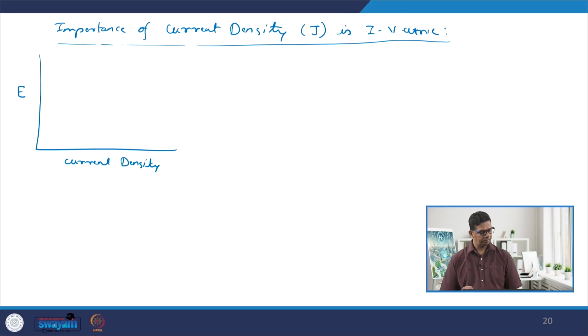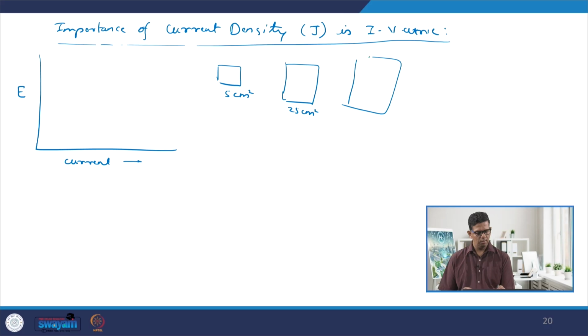While we present the characteristic curve, let us suppose for this moment we assume that we are showing the IV curve in terms of only current, not the current density. How will it look for different cells? Let us say I have one cell of 5 centimeter square, another slightly bigger cell of 25 centimeter square, and then another cell even bigger of 100 centimeter square, and so on and so forth. I want to compare these three cells based on their performances.